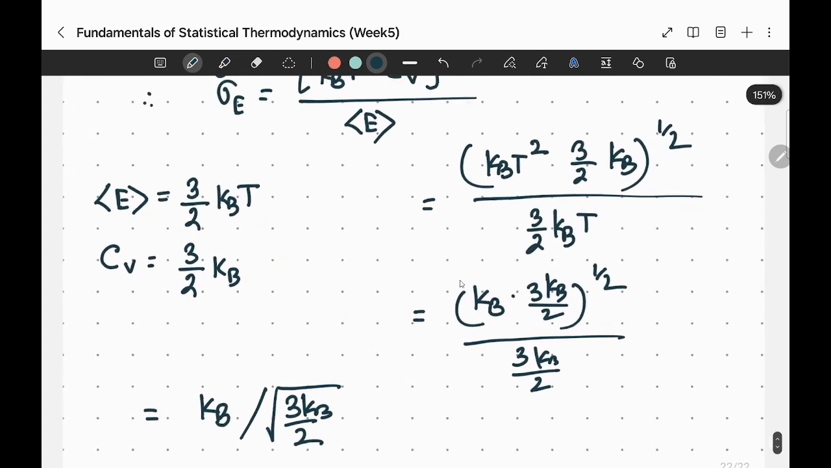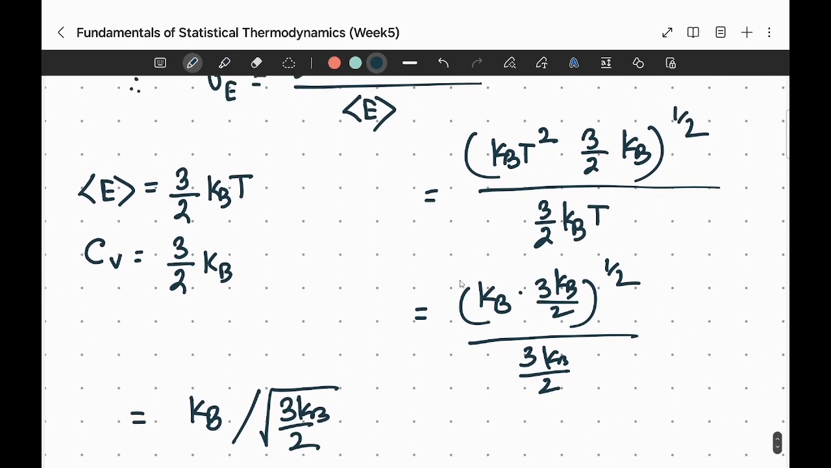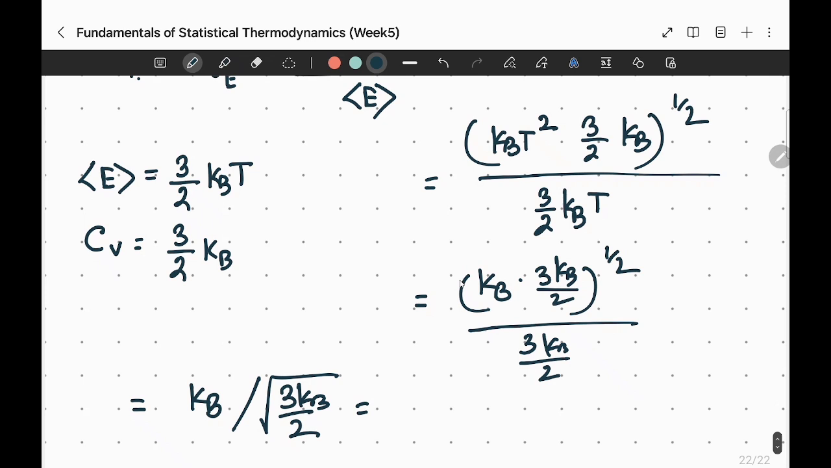Is it clear? Okay, so what is the value? If you calculate it, it will be 2 under root 2 kB by 3.